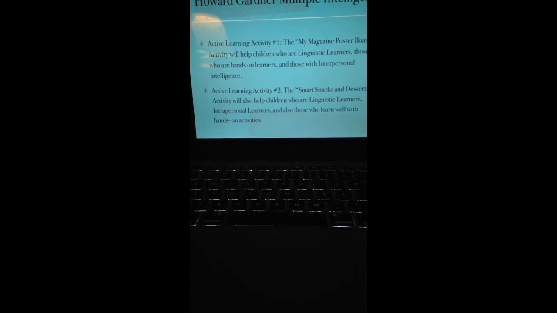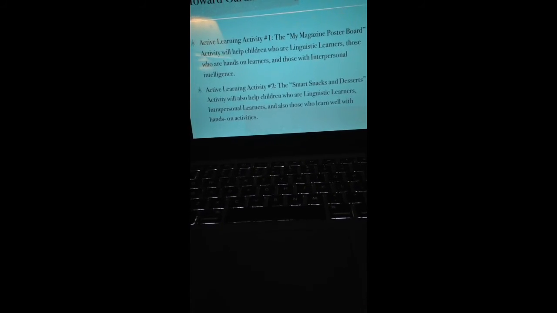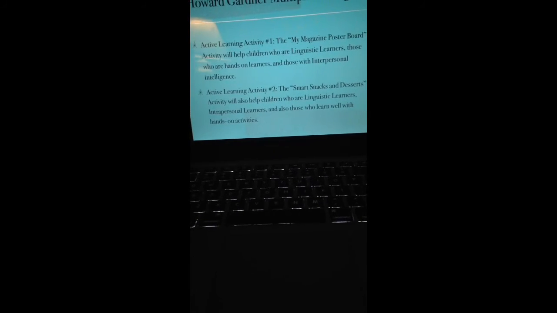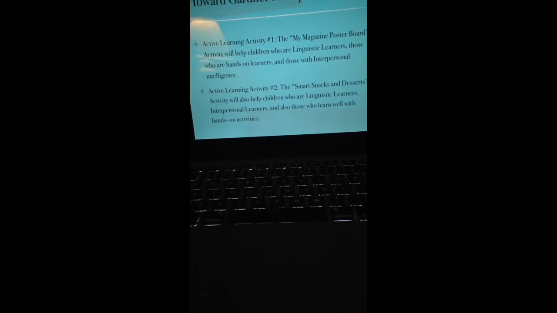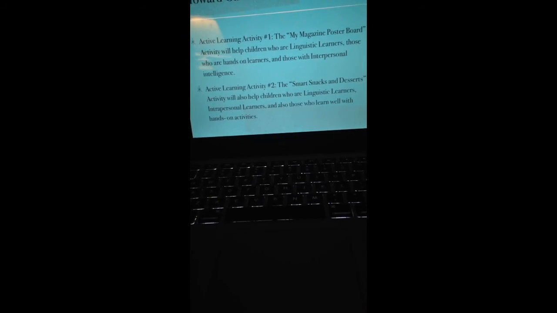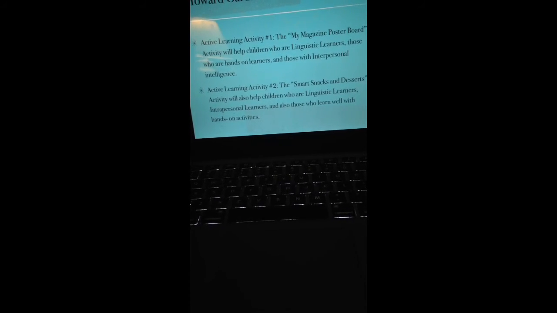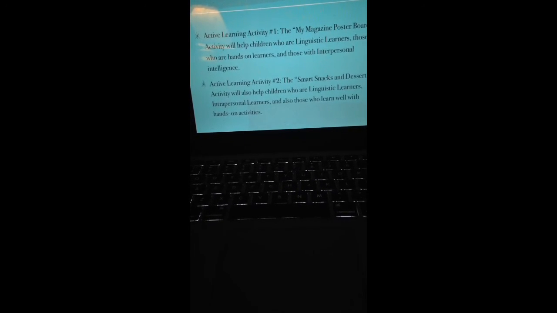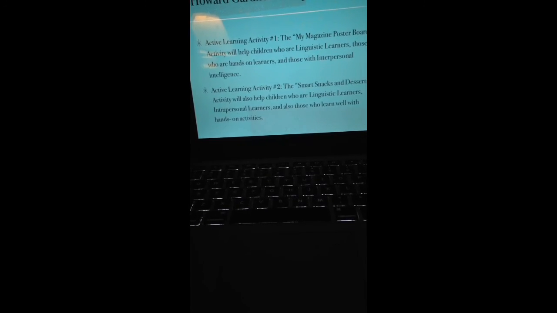Now we have come to Howard Gardner's Multiple Intelligences. Active learning activity number 1, the My Magazine poster board, will help children who are linguistic learners, those who are hands-on learners, and those with interpersonal intelligence. Active learning activity number 2, the Smart Snacks and Desserts activity, will also help children who are linguistic learners and intrapersonal learners that help understand themselves, and also those who learn well with hands-on activities.